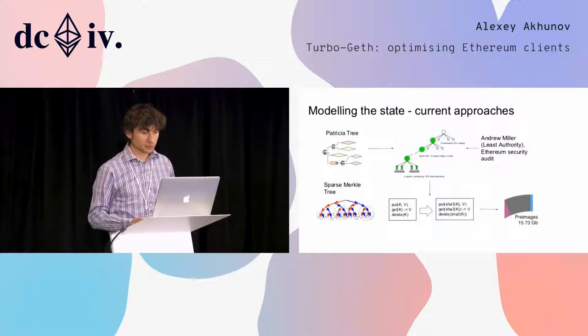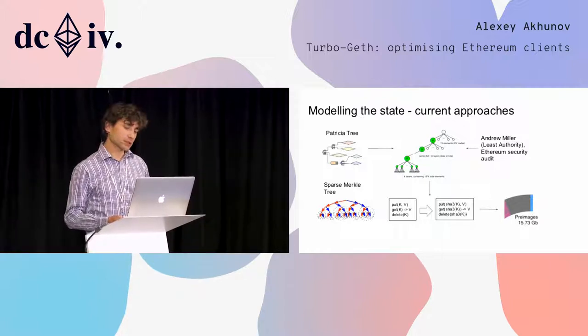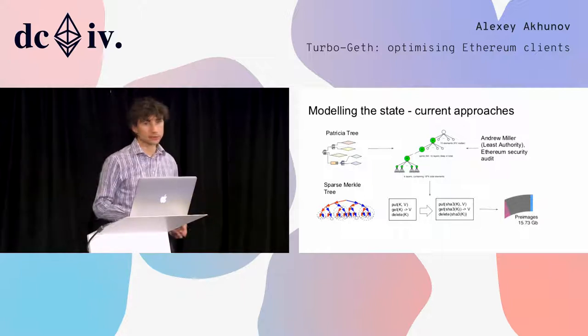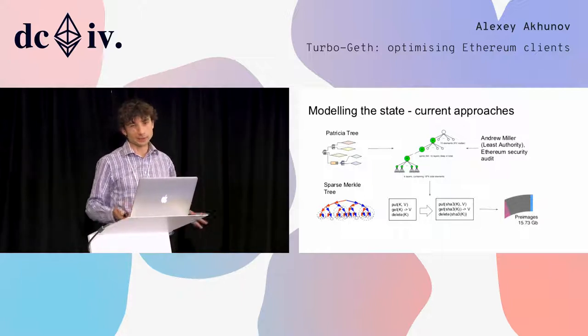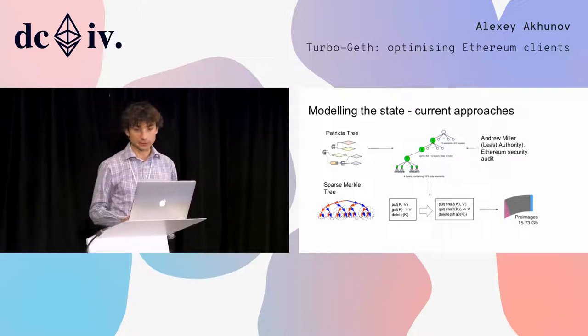So for Ethereum 2.0, for example, there's also a suggestion of a sparse Merkle tree, which is essentially also a radix tree, but with a different radix. Instead of radix 16, they use radix 2. But the idea is very similar, and for the same exact reason, the keys will have to be hashed.